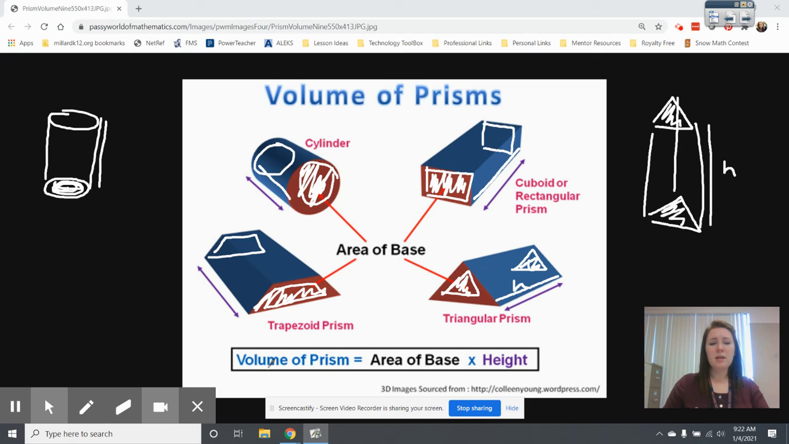This formula is all written out in words, but the way I always abbreviate it is V for volume equals capital A. It has to be a capital A because capital A means area of the base, times a lowercase h. That means the height of the prism. So just to recap, the way you find the volume of a prism is find the area of the base, multiply that by the height of the whole prism.